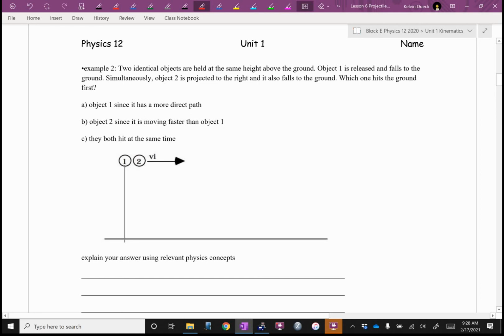Who says A, Mr. Duick? Object one. A. Who says object two, Mr. Duick? Because it's got a lot of velocity. A bullet fired is going to hit the ground faster than a bullet dropped. Who says same time?